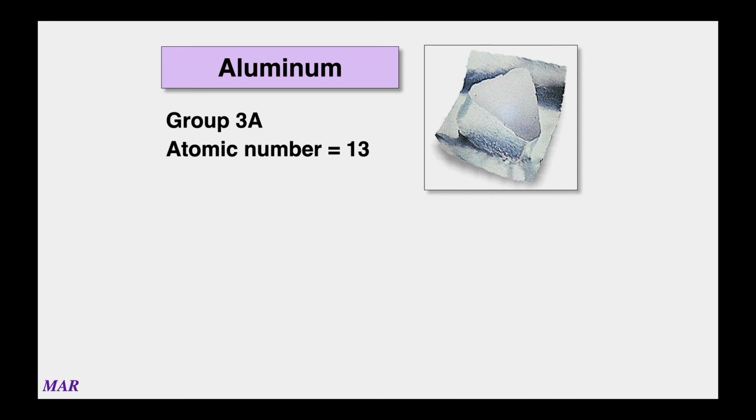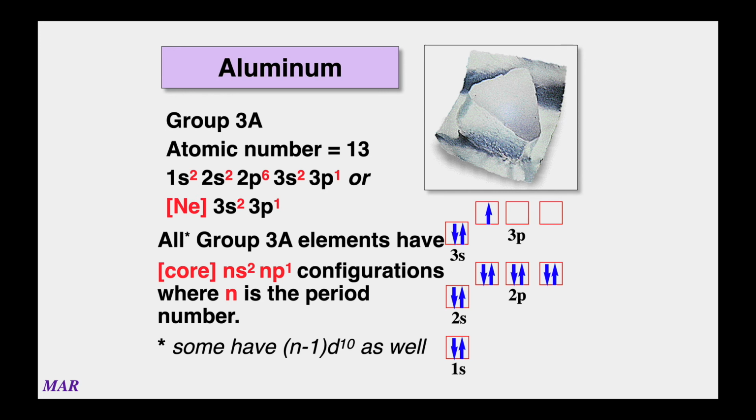Aluminum, we're skipping magnesium. Aluminum has 13 electrons total, so it's got the 1s2, 2s2, 2p6, 3s2, 3p1, or you can just write noble gas notation, highly recommended: neon in brackets, 3s2, 3p1. It's paramagnetic, all that kind of stuff. Here's the electron configuration, what it looks like. 3p1 is all by itself.